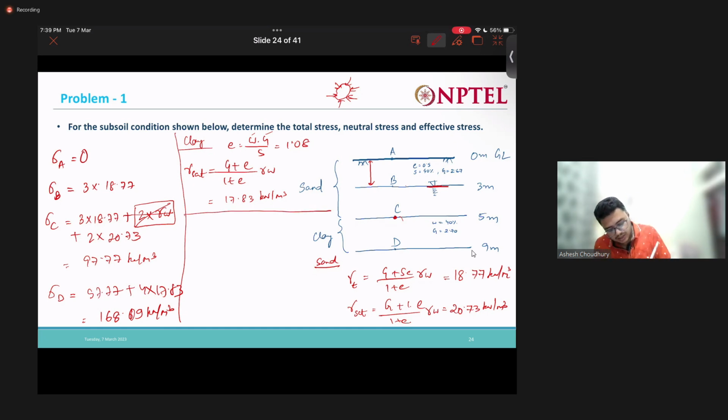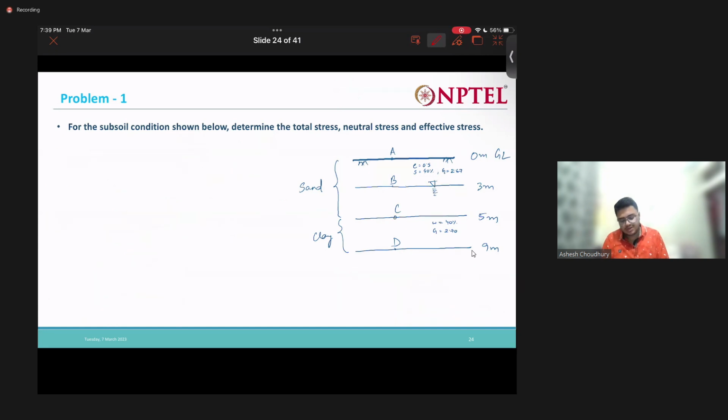Now what will be my pore water pressure at A? 0. My pore water pressure at B, again 0. What will be my pore water pressure at C? 2 into gamma W. At D, 6 into gamma W. Done. The total stress we have, pore water pressure we have. Now we can easily determine the effective stress.